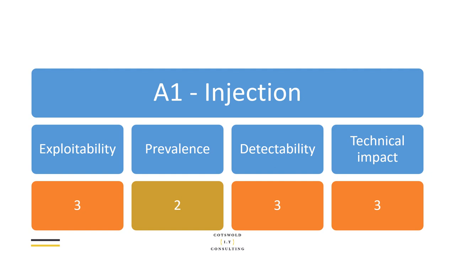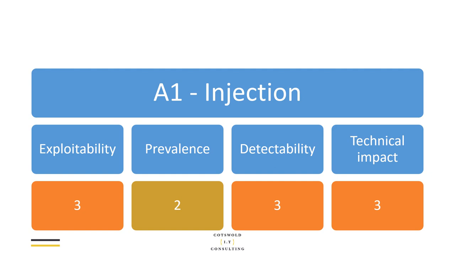And the prevalence, these are scores out of three. So three in this case is the most serious level. Prevalence, or how common this thing is, is only a two. So they're saying it's not maybe as common as certain other vulnerabilities, but since all of the other measures are three, that puts this right at the top of the list.